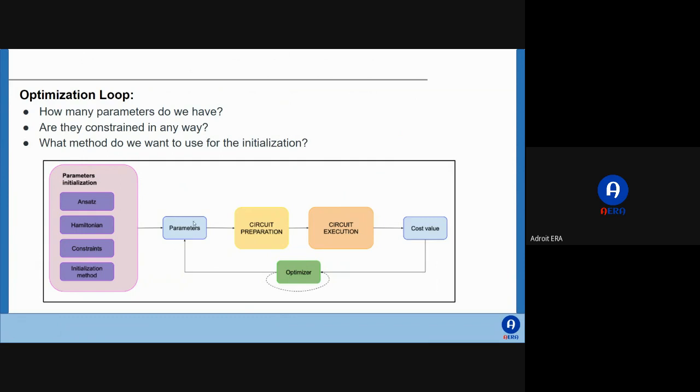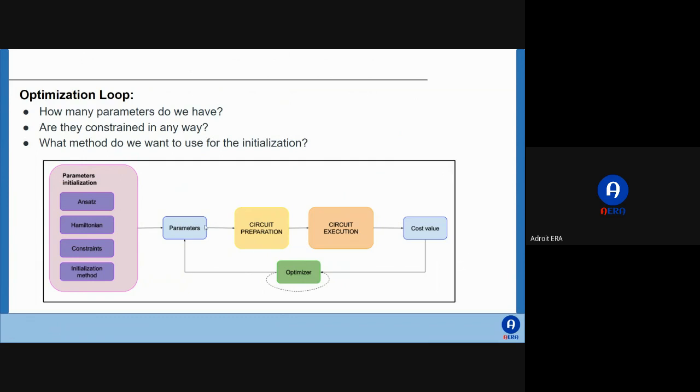While defining the parameters, you can choose your ansatz. You are free to choose the ansatz, the initialization method, and the Hamiltonian. They are not constrained in any way. Once you send the parameters to the circuit, it prepares and executes, and then your work is done. The classical computer will automatically optimize these parameters, and then it will give you the lowest cost value after a particular set of repetitions.